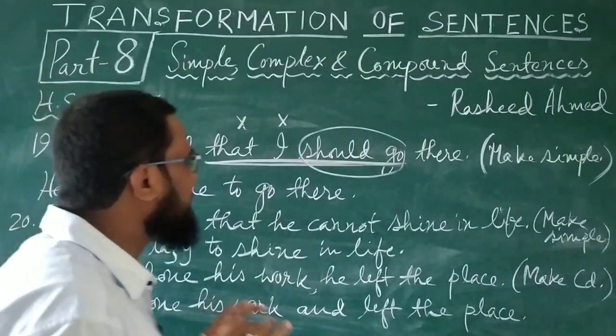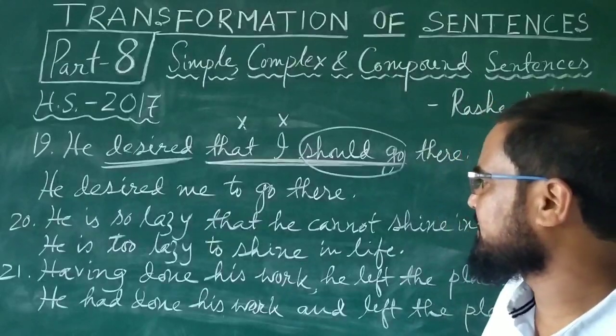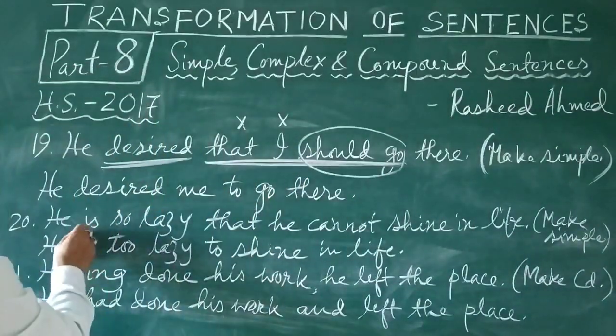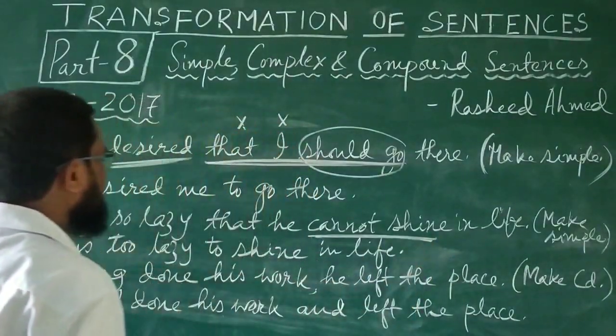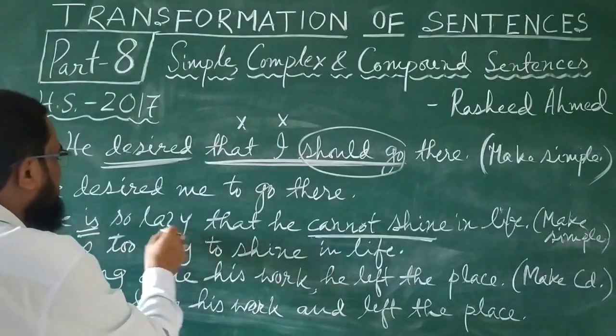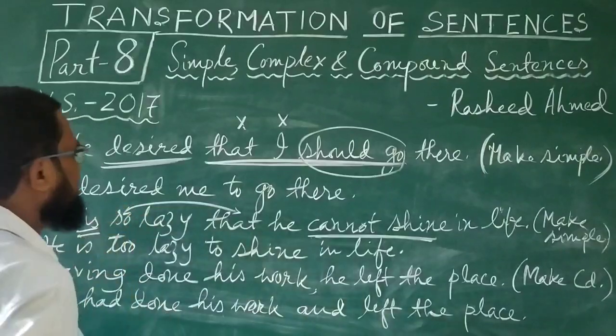Next one is, he is so lazy that he cannot shine in life. This sentence again is complex. 2 finite verbs are there. Is, again, cannot shine. And interestingly, there is a correlative also used. So that, this so and that, these 2 words are linked.